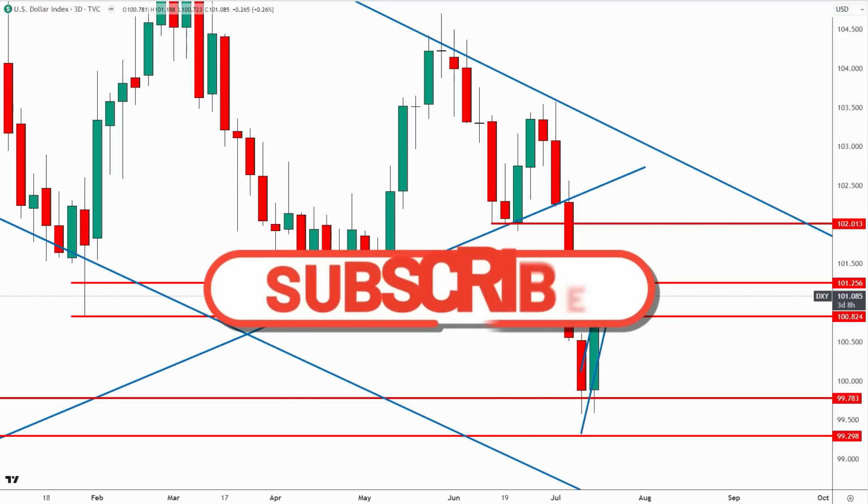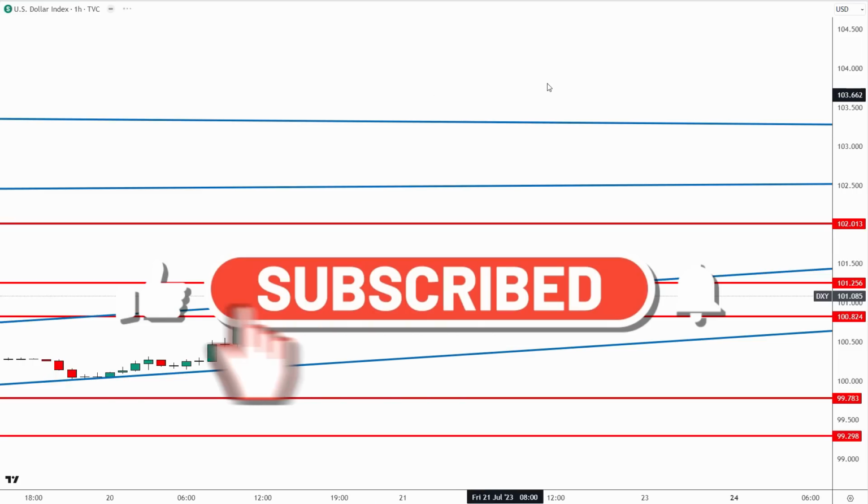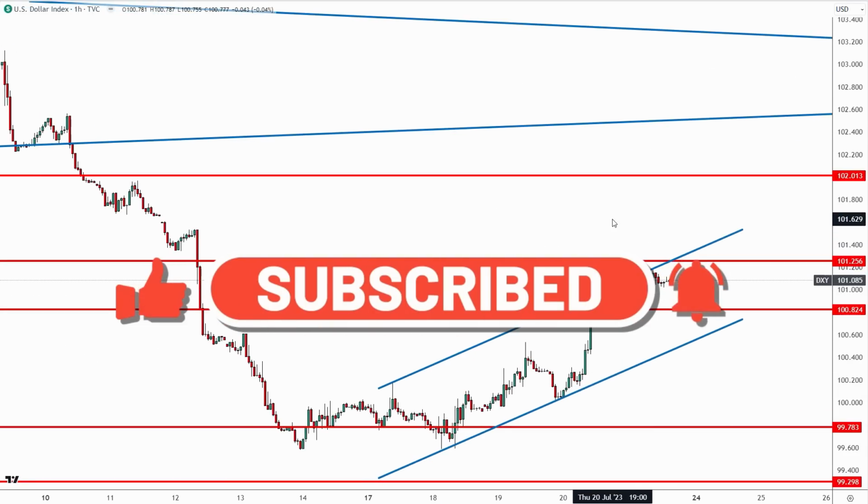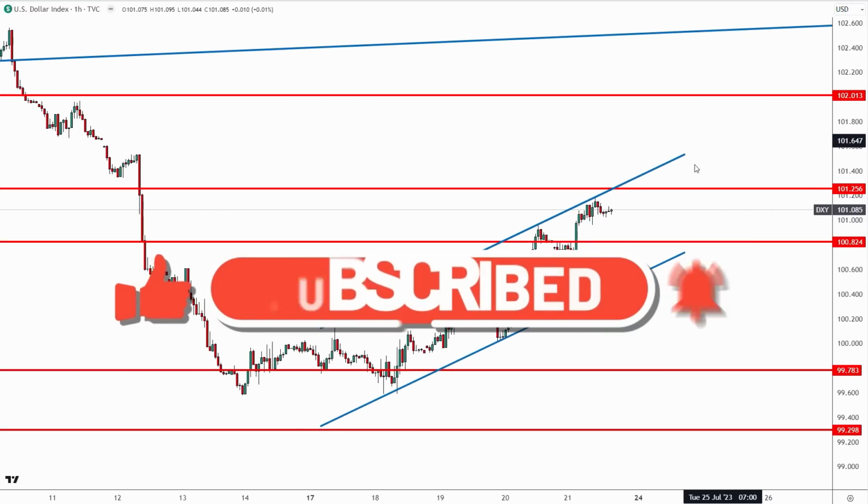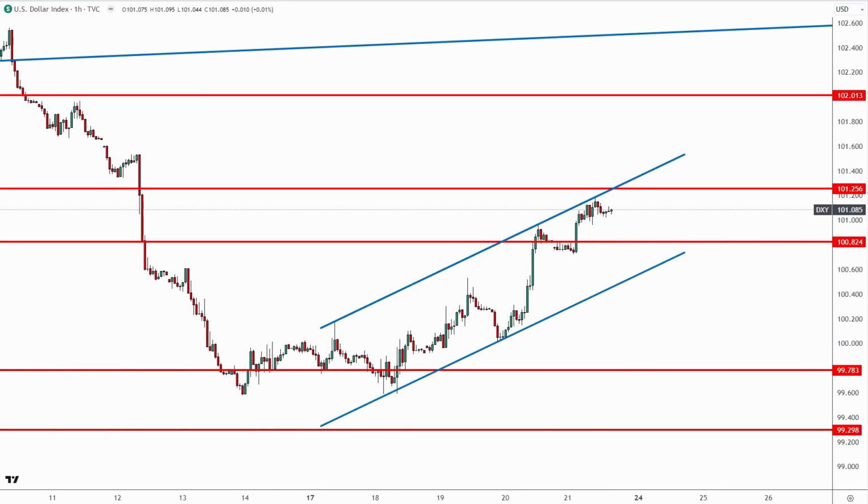Now, looking at the hourly time frame, this is going to be something to monitor this week. You can see here that we do have an ascending channel on the hourly based on these three highs up here. So we've got this high back here, we've got this one, and also this most recent one. And then we have the swing low and also this one. So given this and the fact that the market, like I said, did reclaim 100.8 on Friday, I am cautiously bullish on the DXY going into next week.